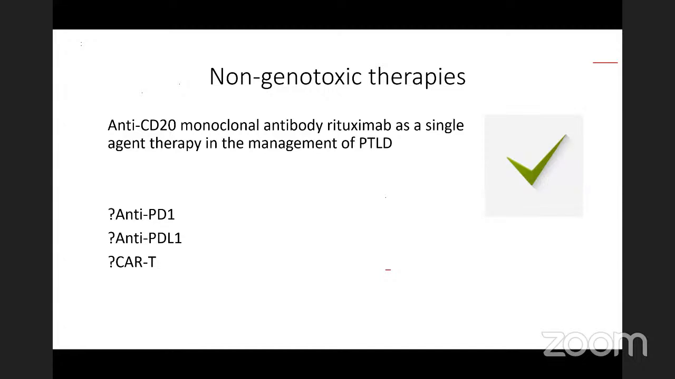And for sure, the non-genotoxic therapies are now predominant, not only rituximab. The high PD-1 and PD-L1 expression gives more courage to use anti-PD-1 and anti-PD-L1 in such patients. Next, please.